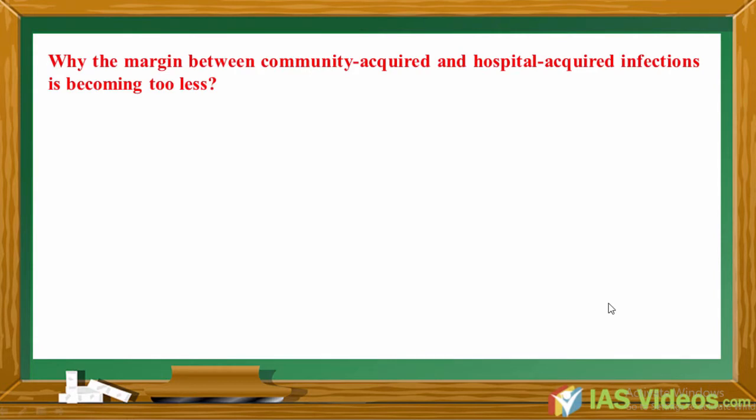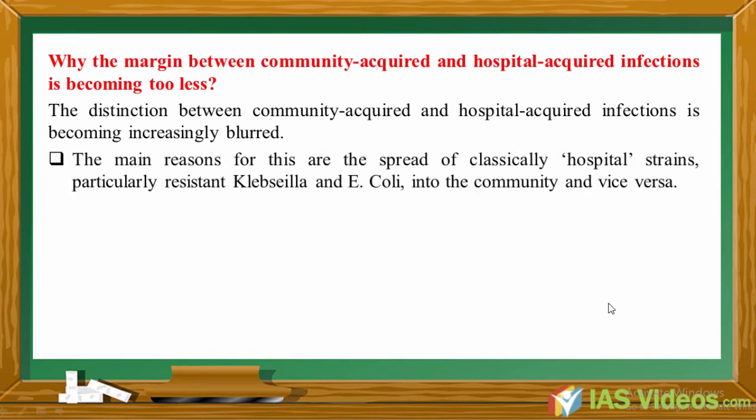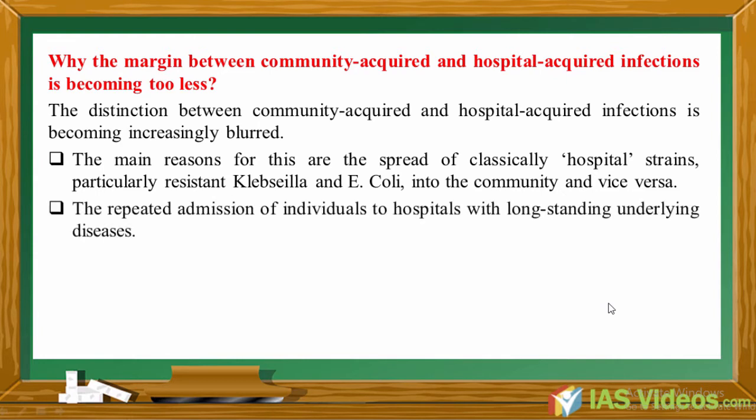Why is the margin between community-acquired and hospital-acquired infections becoming so small? The distinction between community-acquired and hospital-acquired infections is becoming increasingly blurred. The main reasons for this are the spread of classically hospital strains, particularly resistant Klebsiella and E. coli, into the community and vice versa, and the repeated admission of individuals to hospital with long-standing underlying diseases.